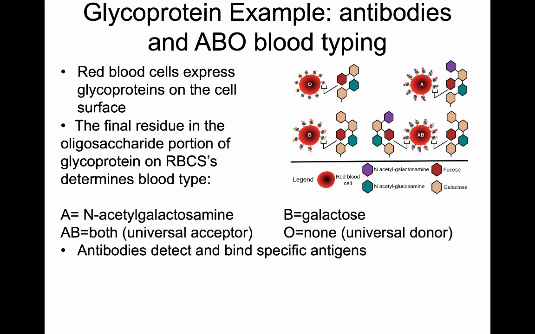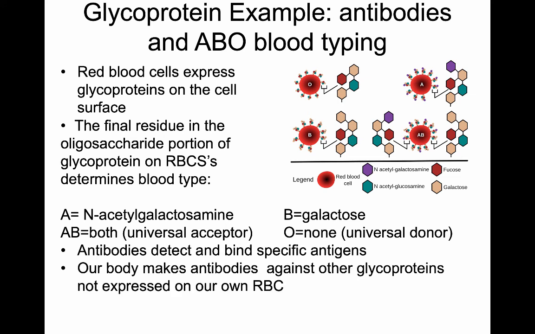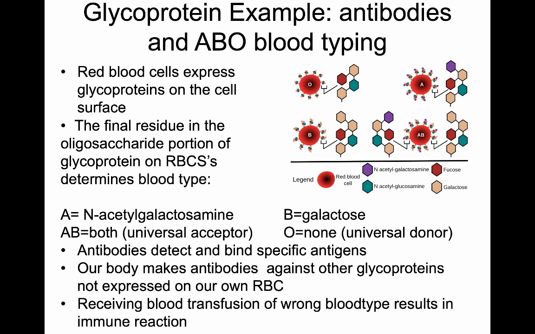The way this works is that antibodies in your body detect and bind these specific antigens, in this case sugars, on the glycoprotein on your red blood cell. Our body actually makes antibodies against other glycoproteins that are not expressed on our own red blood cells. And receiving a blood transfusion of the wrong blood type will result in an immune reaction.